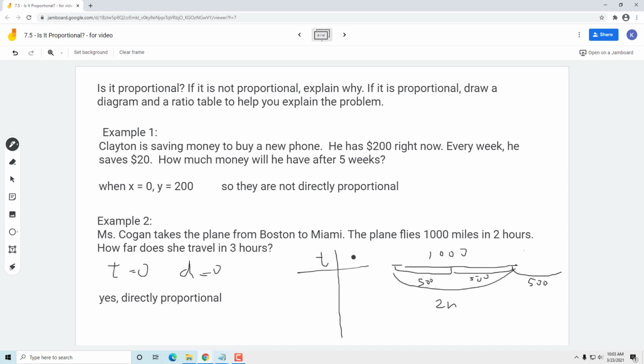We can also use time and distance. Use the table. 2 hours, 1000 miles. So 1 hour, 500 miles. So 3 hours, 1500 miles. So that's the answer, 1500 miles. Okay, that's it.